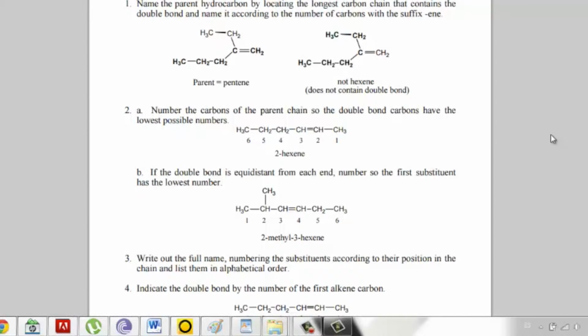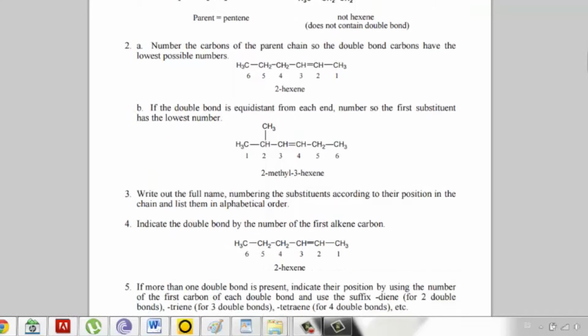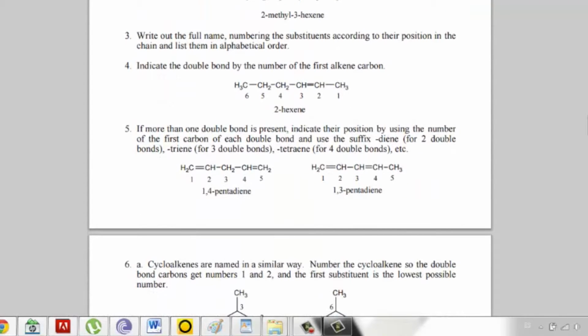Rule 2: number the carbons of the parent chain so the double bond carbons have the lowest possible numbers. If the double bond is equidistant from each end of the chain, number so the first substituent has the lowest number. Then write out the full name, numbering the substituents according to their position in the chain and listing them in alphabetical order. Indicate the double bond by the number of the first alkene carbon.